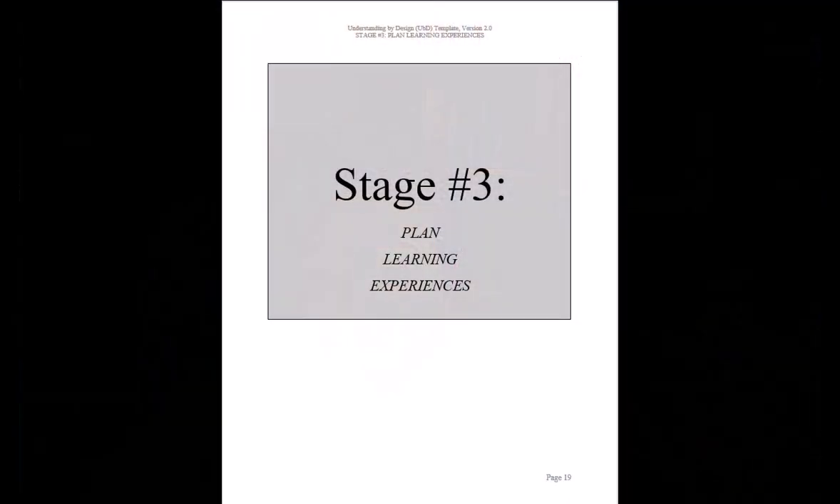Now that you have a better understanding of what UbD is, let's take a look at Stage 3 of the template. In Stage 3 of UbD, the designer's goal is to use the Where To learning plan to outline which teaching and learning experiences will equip students to engage with, develop, and demonstrate the desired understandings. Where To is an acronym, and here's what it spells out.